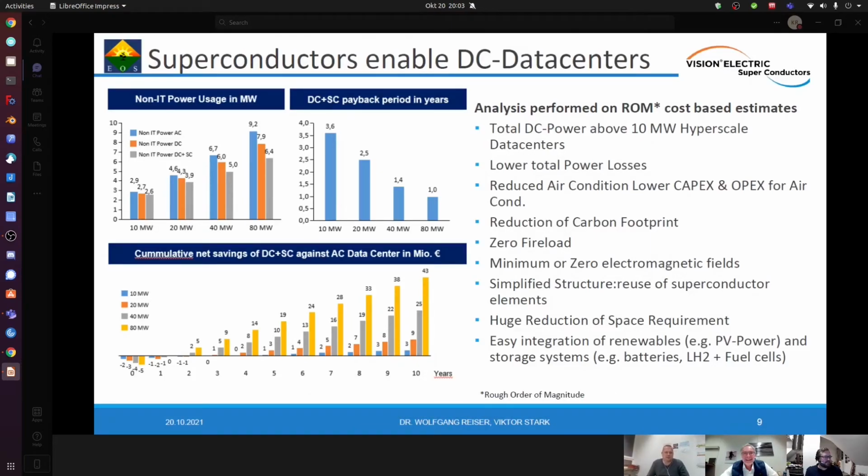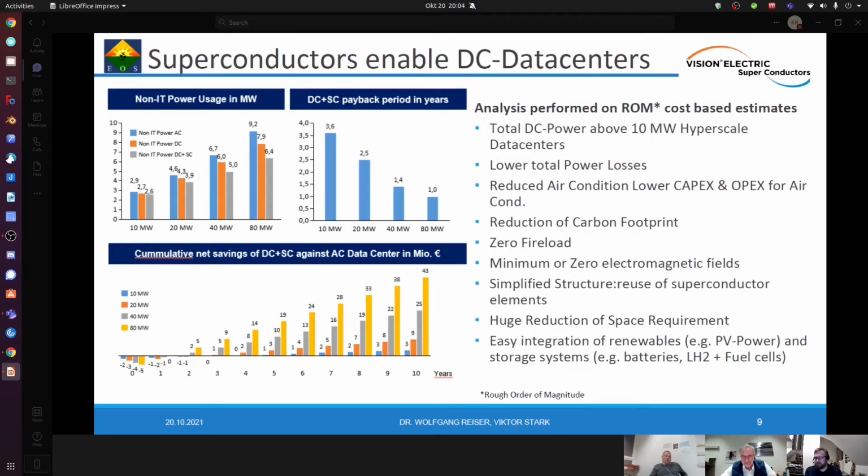Yeah. So what you can see here is, we talked about higher capex, lower opex. What does it really mean? We made a study on that because we wanted to know for ourselves how expensive all this will be, how much money can you save on a data center, on a hyperscaler, if you use superconductors.